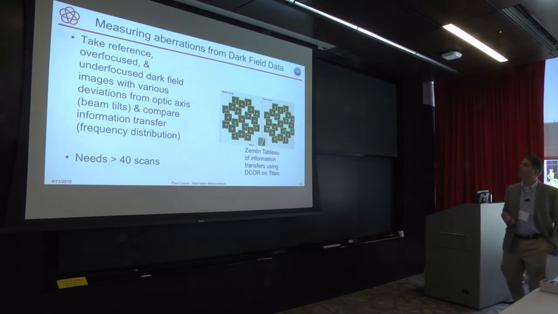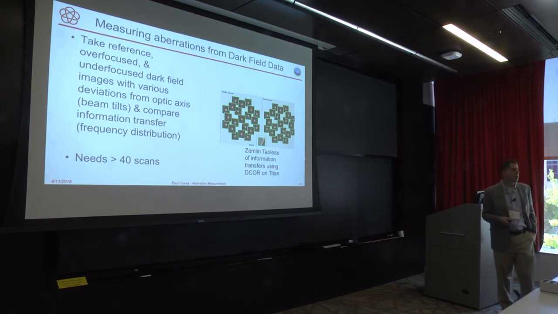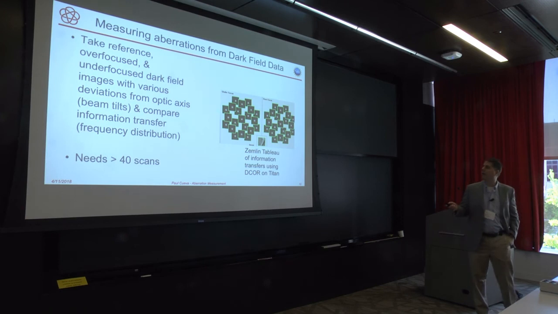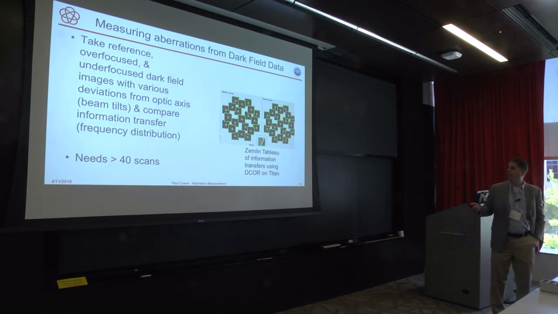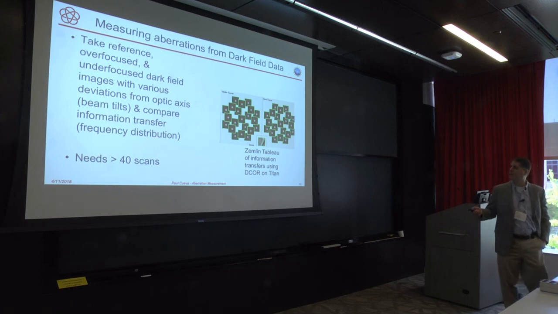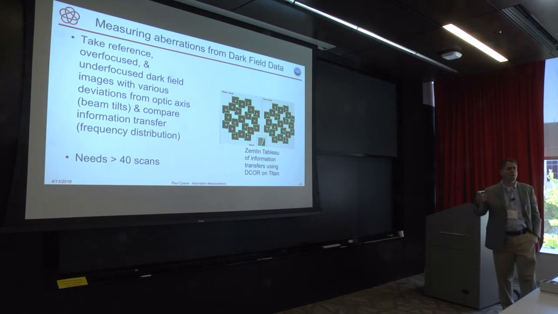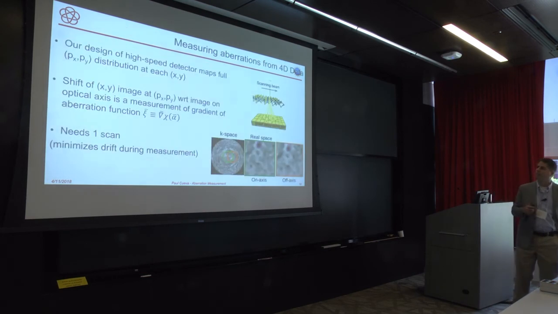So how do people actually measure these aberrations? Well, it turns out you need some sample with a lot of spatial frequencies in it, so not every sample is going to work. You end up taking a whole bunch of images. You take an image under focus, over focus, in focus, tilt the beam to different angles, and then you make a measurement at all these different tilts. This is called a Zemlin tableau, and it means basically you have to take over 40 images to get one measurement of aberration. Then you go back and tune. This is very, very slow, and it requires particular samples.